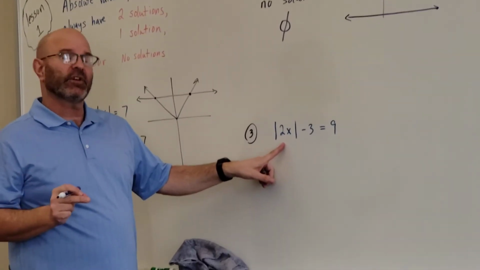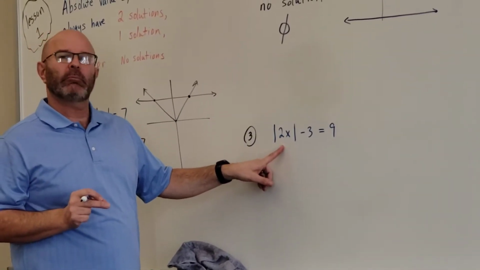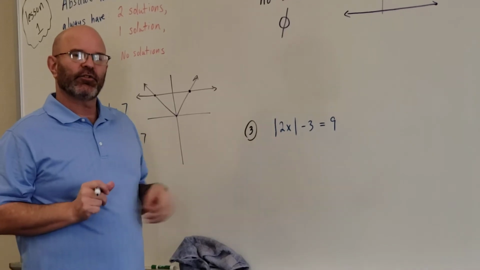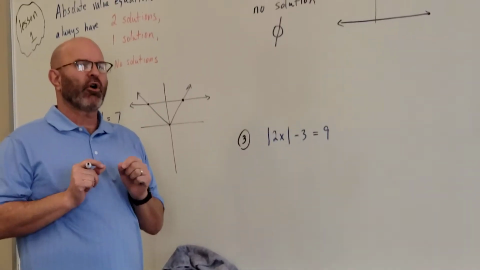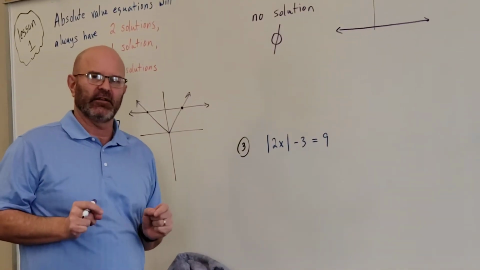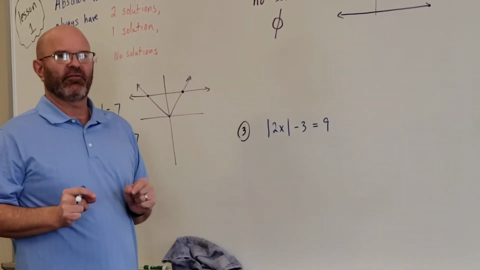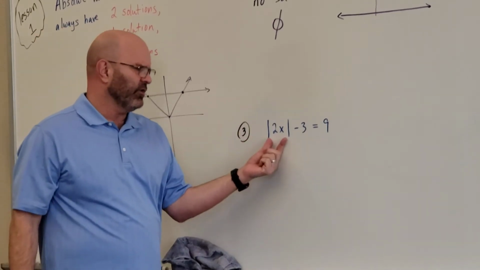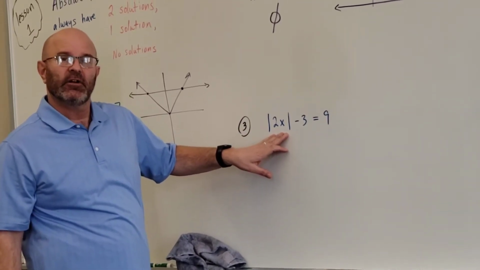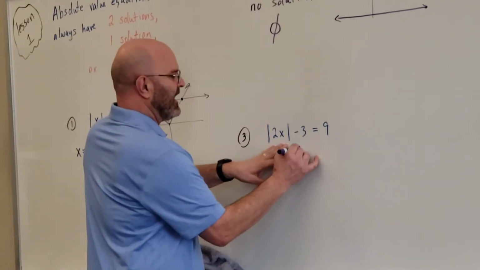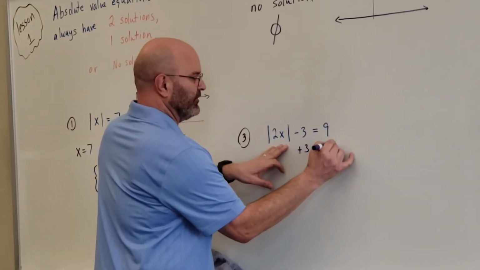This one's slightly trickier because notice the absolute value isn't by itself yet. When you're solving absolute value equations, it's very important for the absolute value part of the equation to be isolated. That means by itself. So we're not going to divide by 2 here. Our first goal is to get the absolute value portion by itself. And that's done by adding 3 to both sides of the equation.